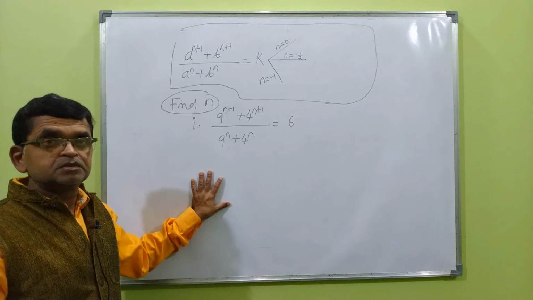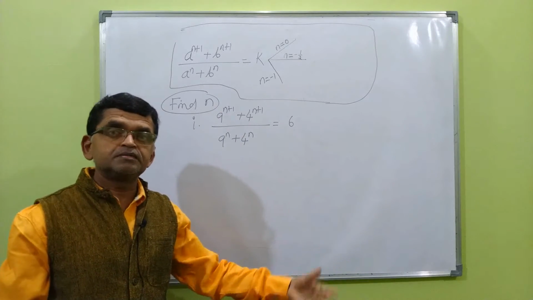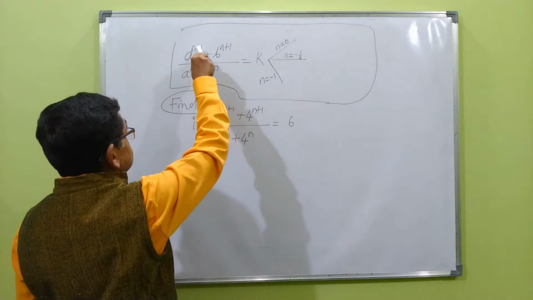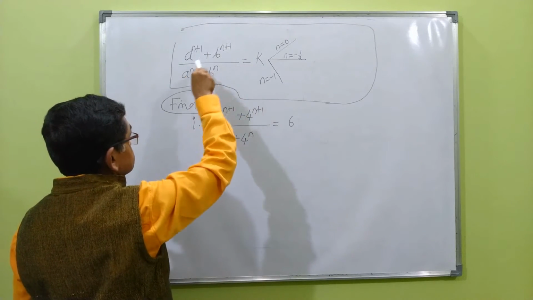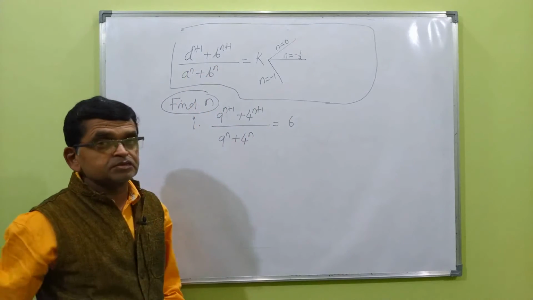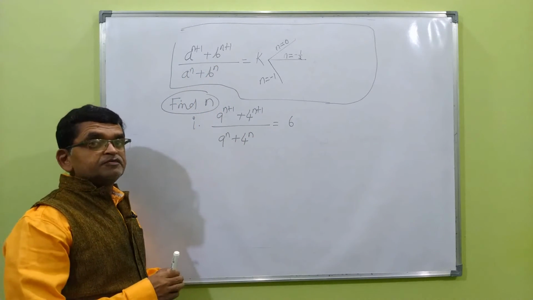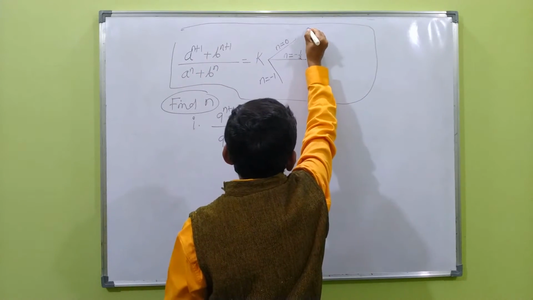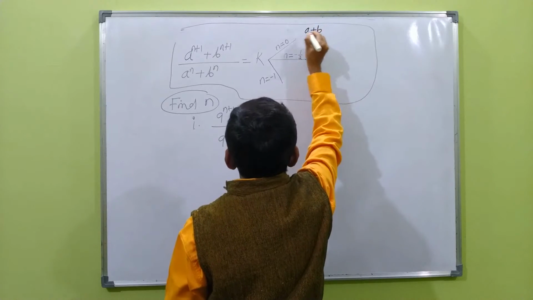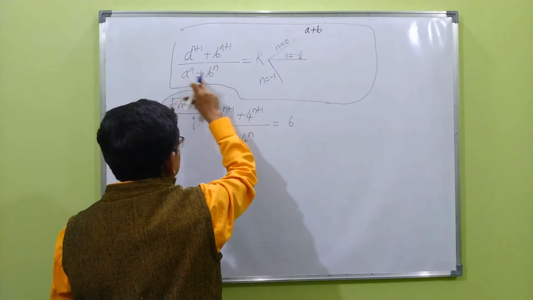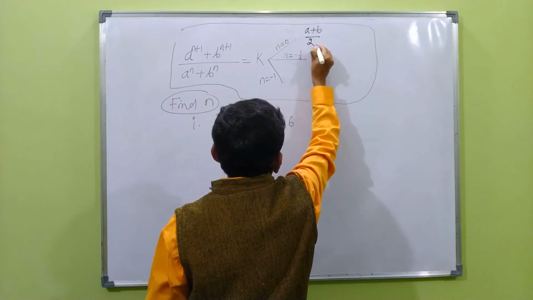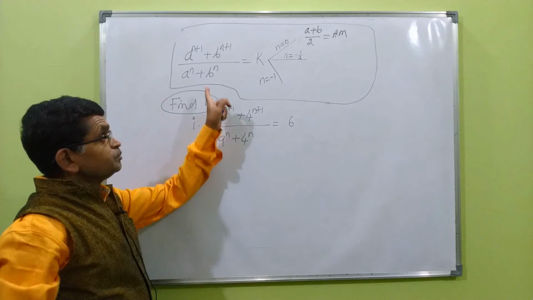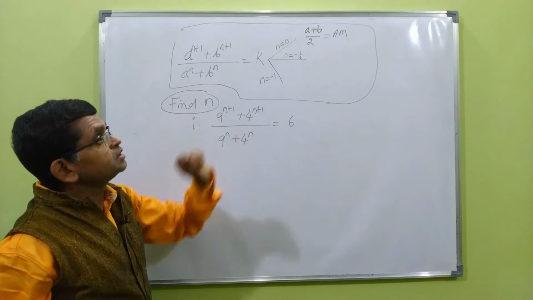Another form, this is the combination of arithmetic mean, geometric mean and harmonic mean. Okay, in progression, see, a raised to n plus 1 plus b raised to n plus 1 divided by a raised to n plus b raised to n is equal to, suppose, k. If n is equal to 0, what happens? This will be a plus b, and this will be 1 plus 1, which is 2. So this is nothing but arithmetic mean. In this expression, if you put n is equal to 0, you will get arithmetic mean.